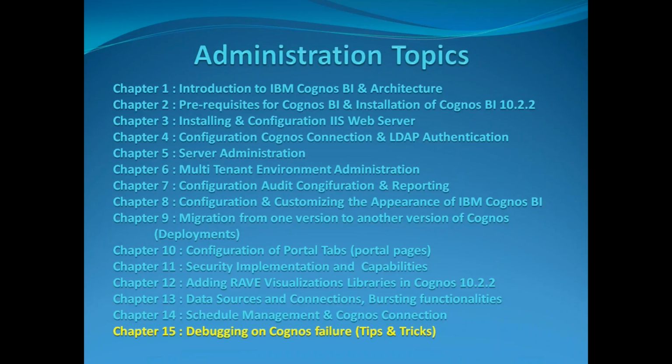Apart from that, chapter 15 is the last topic, debugging on Cognos failure. In this area, based on my experience, I have around 10 years of experience. In this experience I have learned a lot of things about whenever a Cognos failure happens. I have noted some of the points like where to debug, what are the steps that need to be followed, and what are the logs that need to be checked. So these are the things we'll be talking about as a part of administration, and we'll be providing you the VMware.